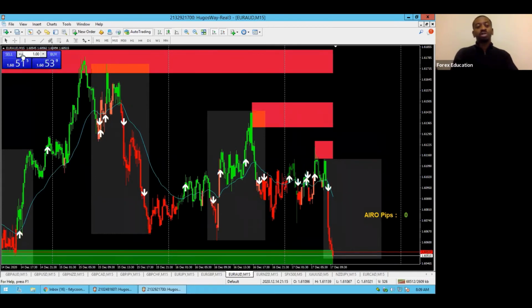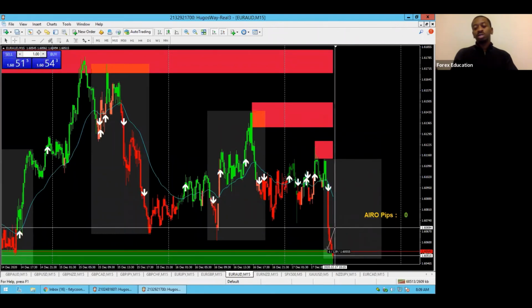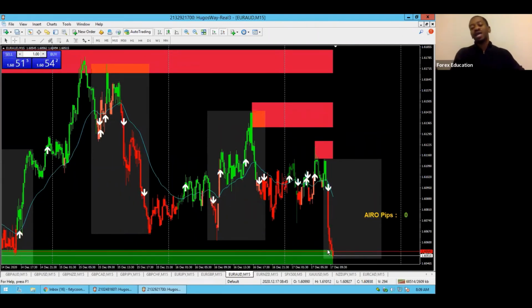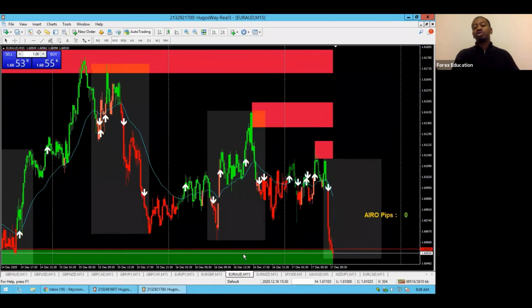For me, I wouldn't have taken that trade because again, it's less than 20 pips to the zone, 13. Now, here's why that rule is in place. As you can see here, the zone was here. You can see price stopped right here. It's a nice little gap.